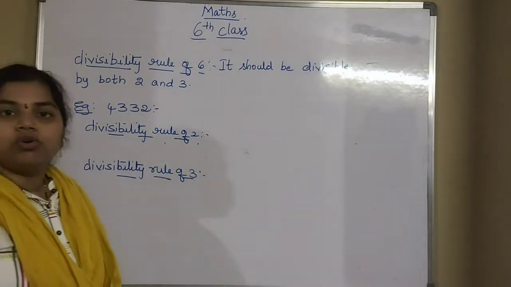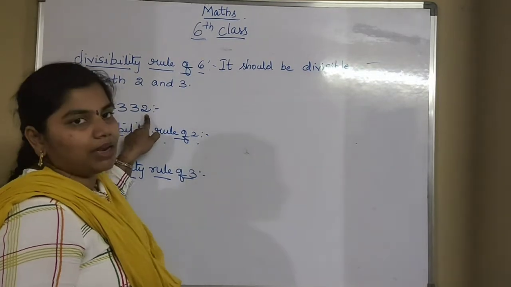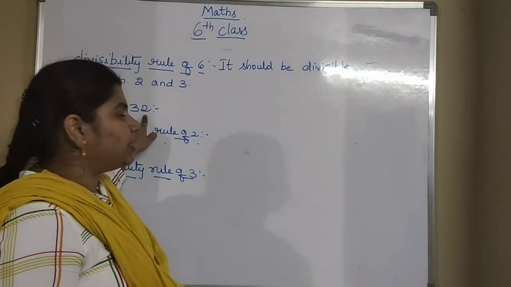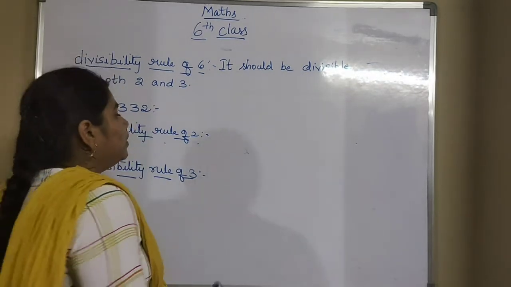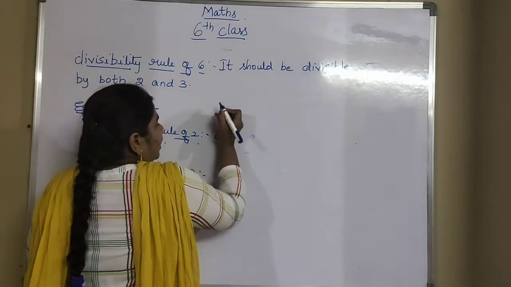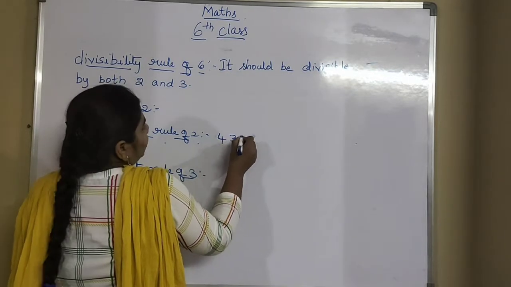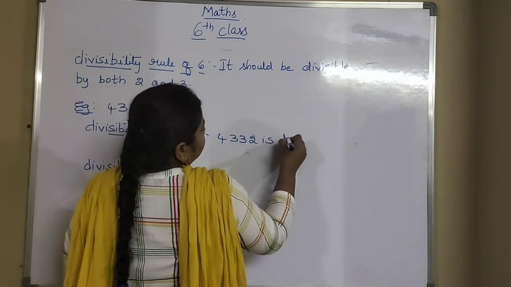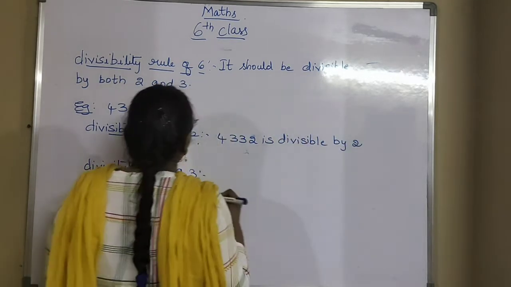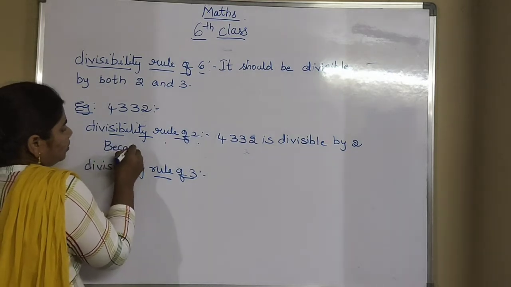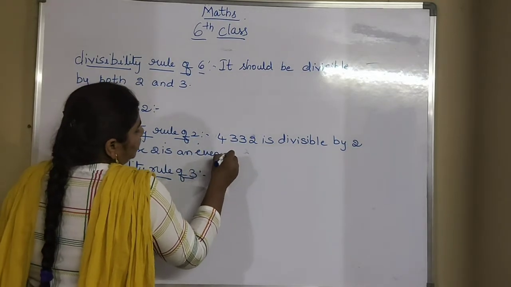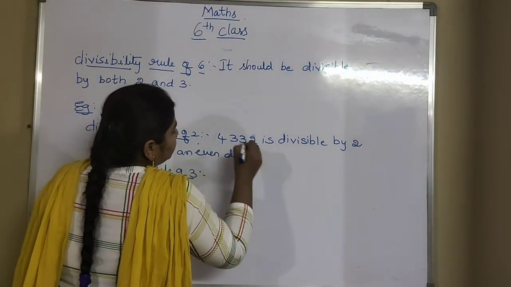Okay, so what is the divisibility rule of 2 here? The last digit should be an even number. So 2 is an even number. So what is the last digit here? 2. 2 is an even number. So you can write 4332 is divisible by 2 because 2 is an even digit. So in this case it is divisible.